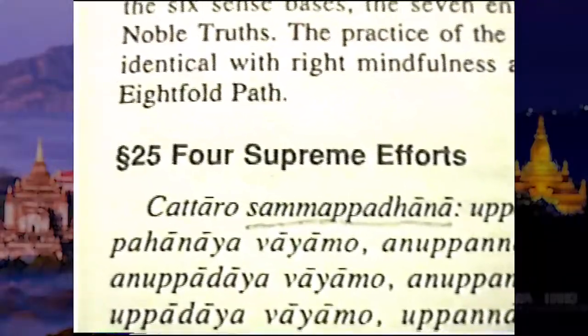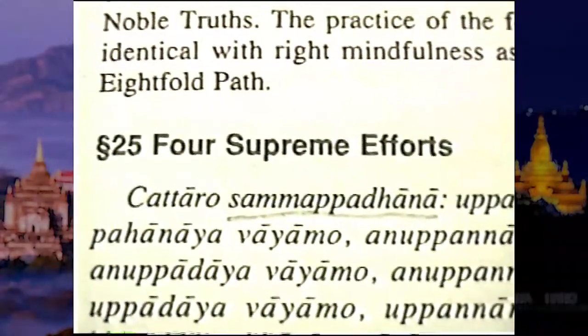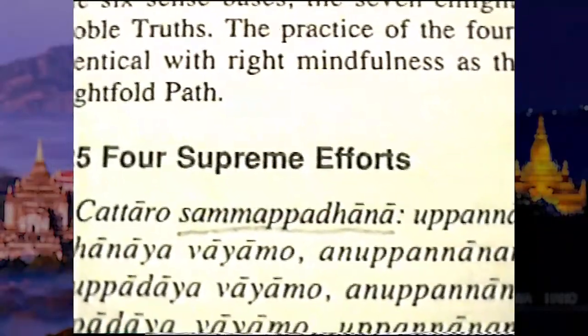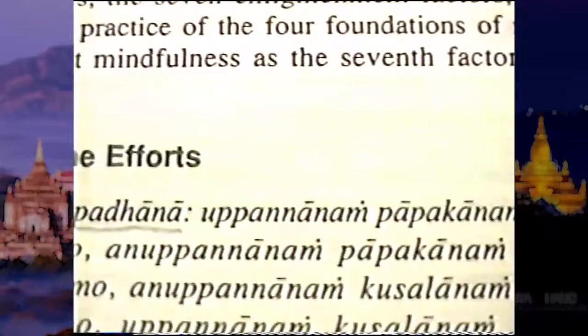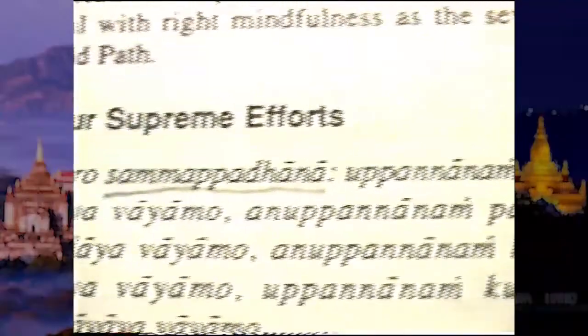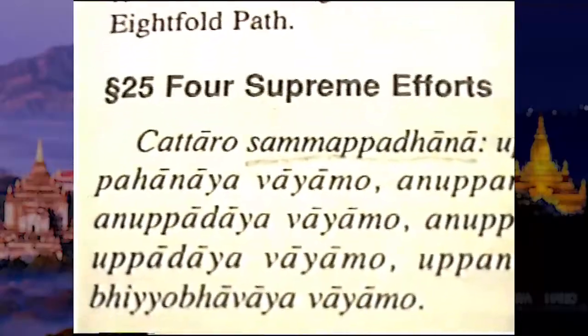Samma means in the right way, and Padhana means making effort. So making effort in the right way is called Sammapadhana. But here it is translated as supreme effort. And the names of these Sammapadhanas are long. Uppannanam, Papakanam, Pahanaya, Vayamo. Vayamo means effort, virya. Vayama and virya are synonymous.